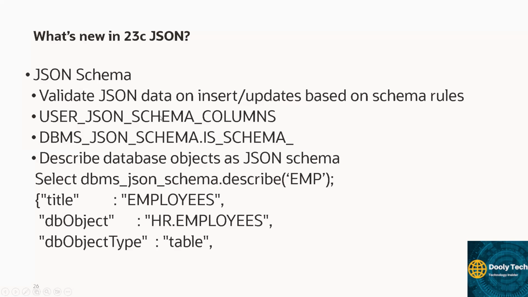Okay, this USER_JSON_SCHEMA_COLUMNS is a new view that we use to determine that we have JSON schemas within the database. Obviously, there's user, all, and DBA we can have here. We also have the function DBMS_JSON_SCHEMA.IS_SCHEMA_VALID, just to, if we want to look at a document, confirm that it's valid, it would come back with a yes or no. And we also have a new DBMS_JSON.DESCRIBE to show us how to generate a JSON schema definition based on JSON documents or relational data. And in this case, we're just doing it on the EMP table.